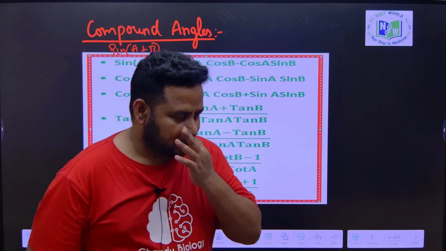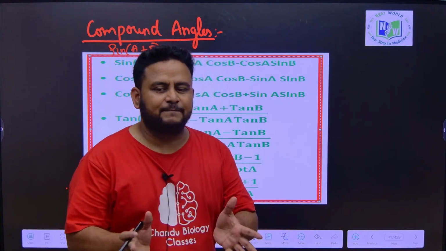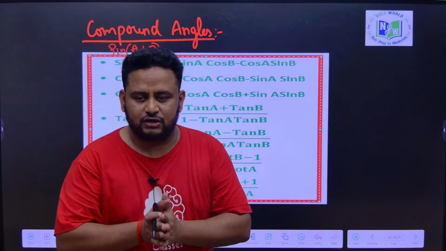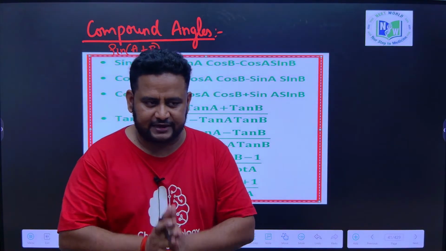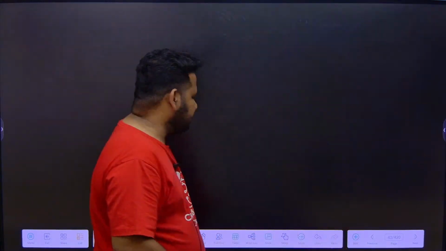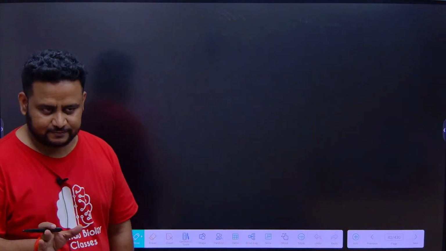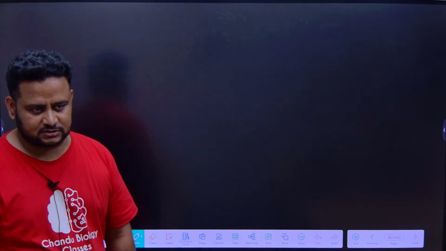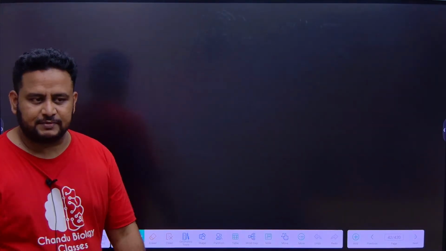Compound angles means you are combining two angles, two different angles you are combining, that is the meaning of compound angles. So before telling you these formulas, I will tell you certain features about sine, certain features about cos. Then you will be able to remember it better.